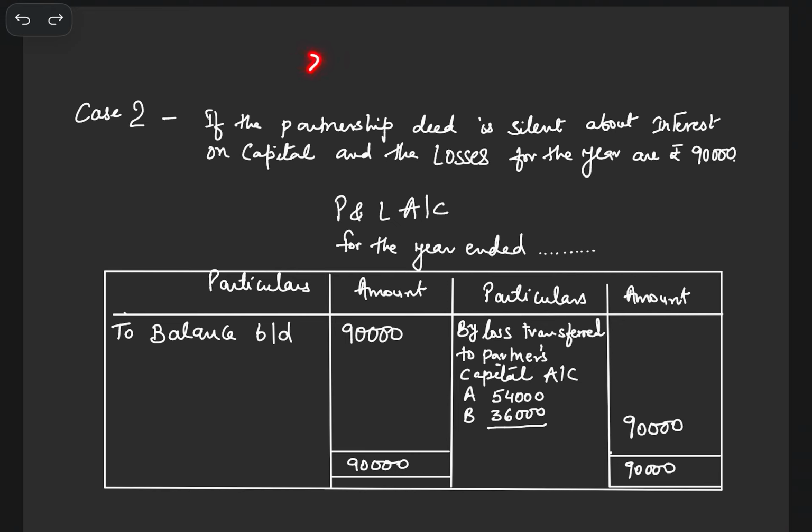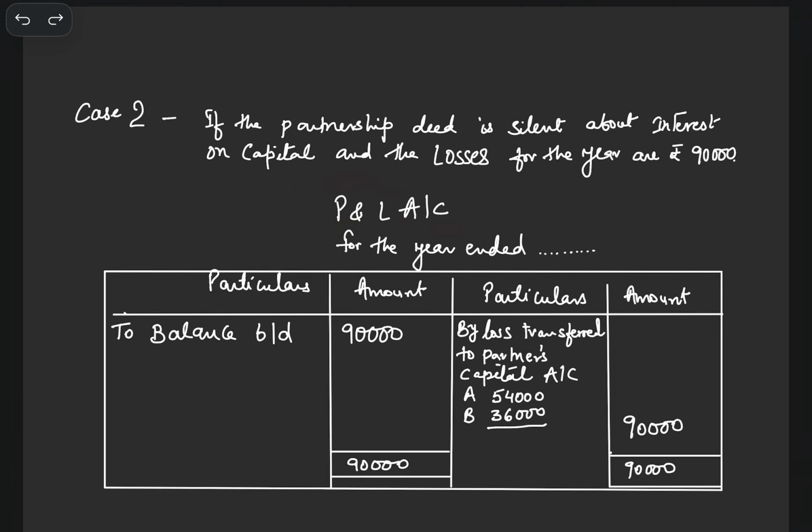So in case number 2, it says show the distribution of profit. The major question is asking for showing the distribution of the profit, and the case number 2 says the partnership deed is silent. Once again, it is silent about interest on capital. So no doubt, if there is no information regarding interest on capital, no interest will be provided. Further, it informs that there are losses for the year, rupees 90,000. So how much loss is there? 90,000. In this case, there are losses.